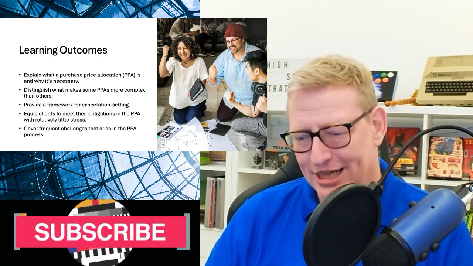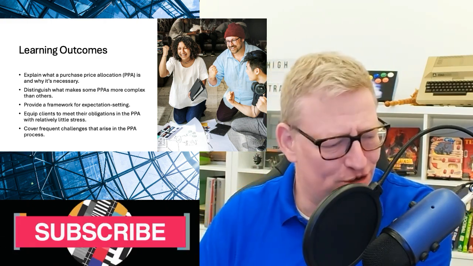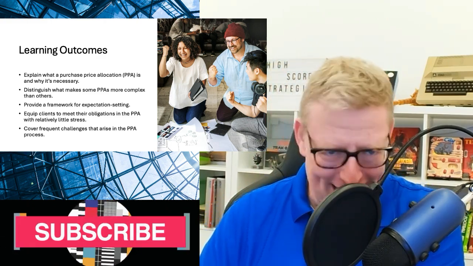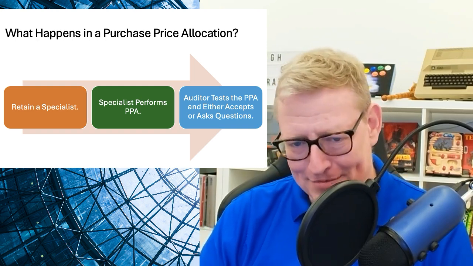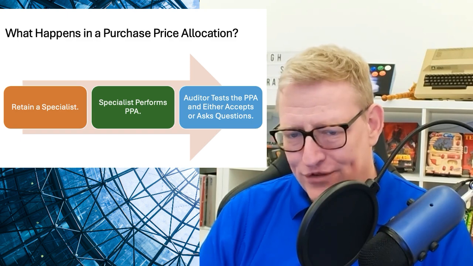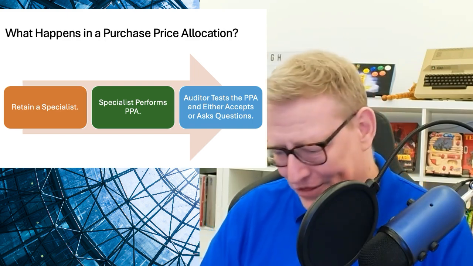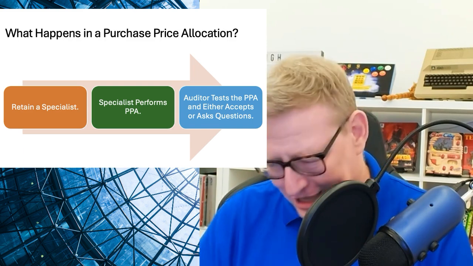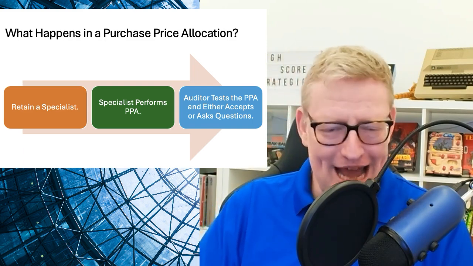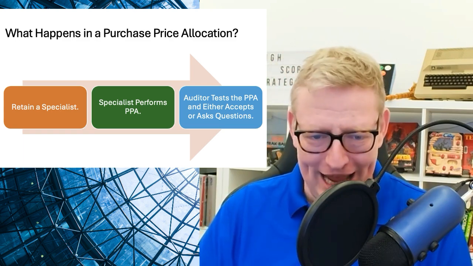The nature of goodwill is such that it's very difficult to value directly. You have to determine the value of goodwill by eliminating everything else. A purchase price allocation effectively happens in three phases. The first phase is you retain a specialist, and the SAS 73 covers the process for using the work of a specialist. And in an audit and accounting context, I would be considered a specialist.